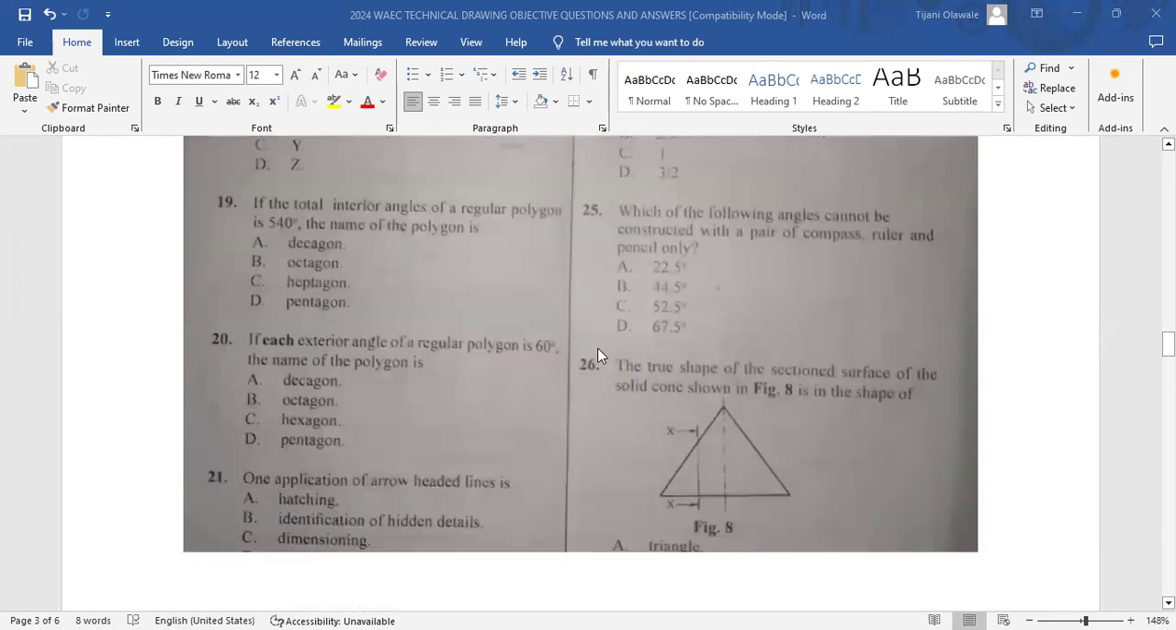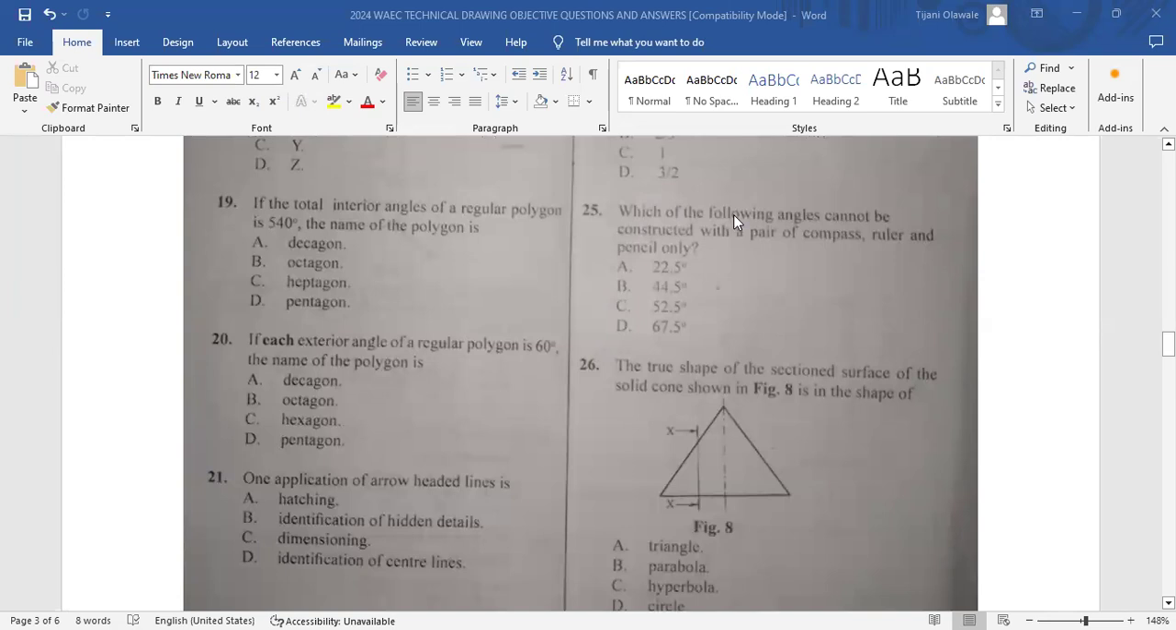Then question 25 says that which of the following angles cannot be constructed with a pair of compass, ruler, and pencil only? The answer is option B, 44.5. So we have 45/2, and 45 divided by 2 will give us 22.5. So you can construct angle 45 with the use of a compass.